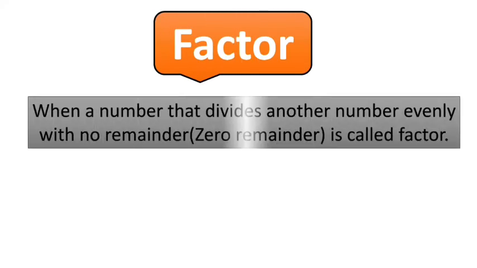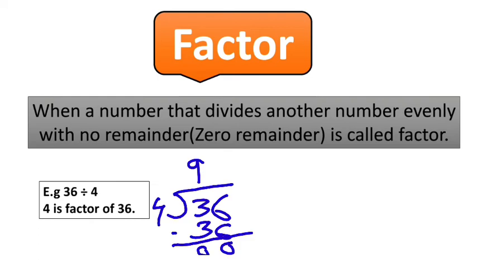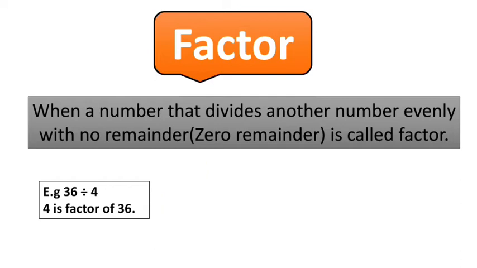About the factor, you have learned in your lower class. Factor means when a number divides another number evenly with no remainder, meaning zero remainder, it is called a factor. For example, 36 divided by 4. 36 is completely divided by 4. There is no remainder. It means 4 is a factor of 36.